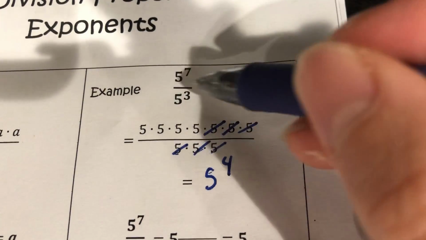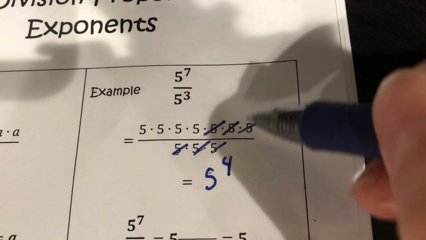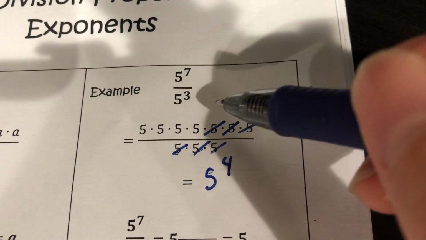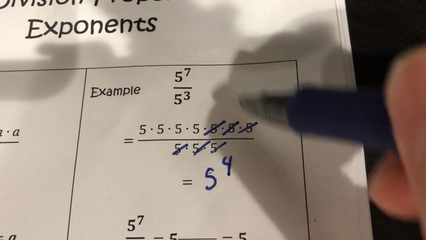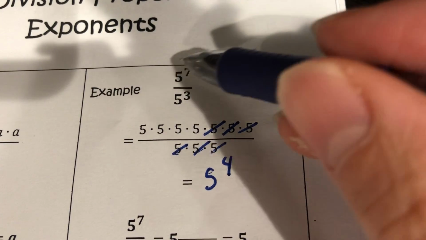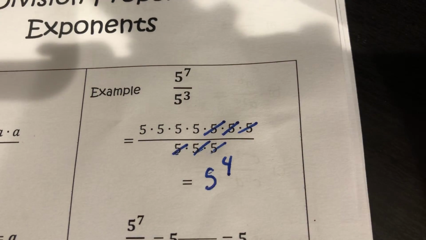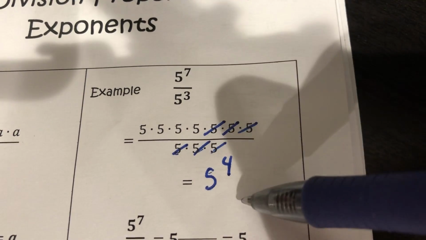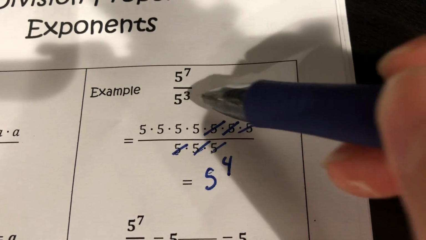So if I look at this again, how do I get 5 to the 4th? I don't want to do this every single time. It takes a lot of time. So how else can I get 4 if I have 7 and 3? Go ahead and think about it. If you guessed that I could get 4 from 7 minus 3, you are correct.